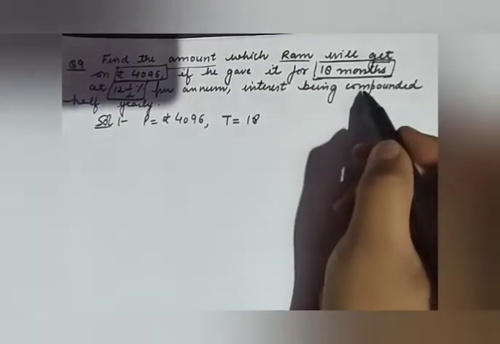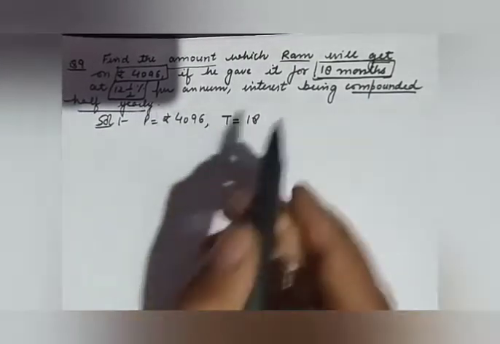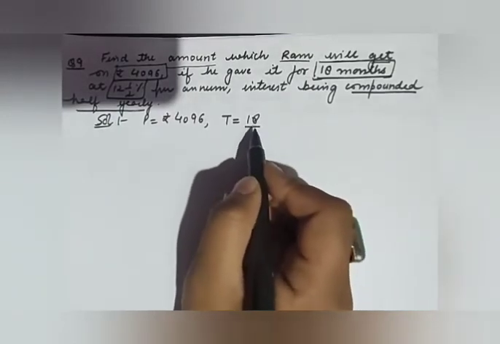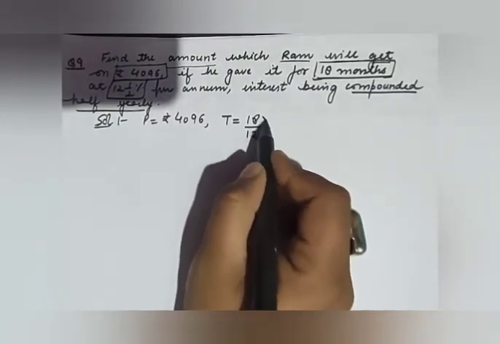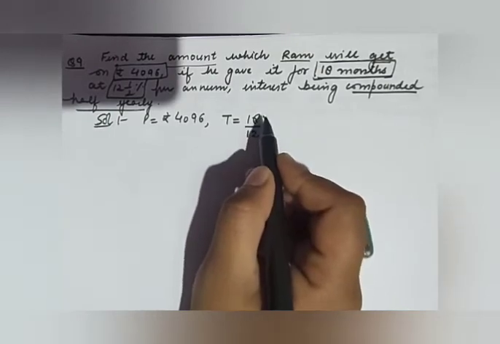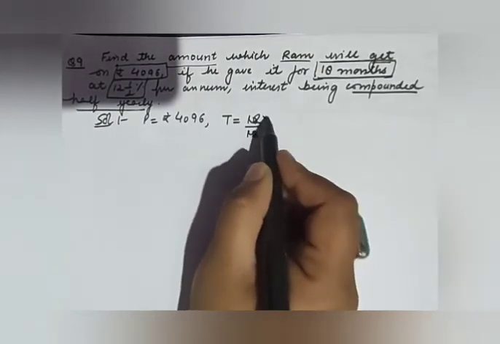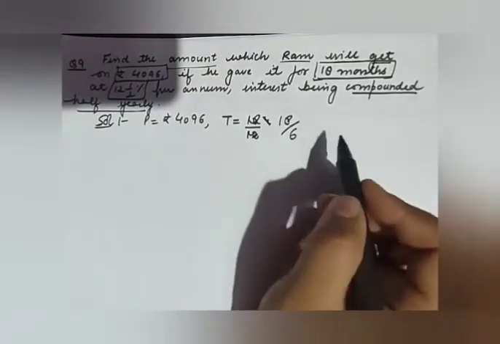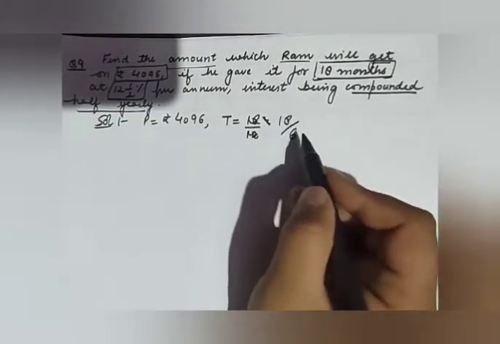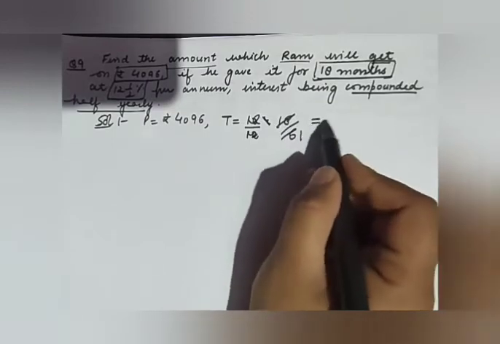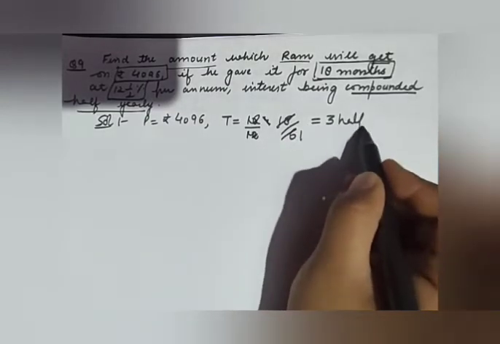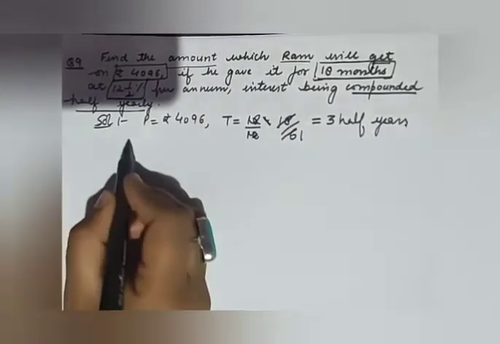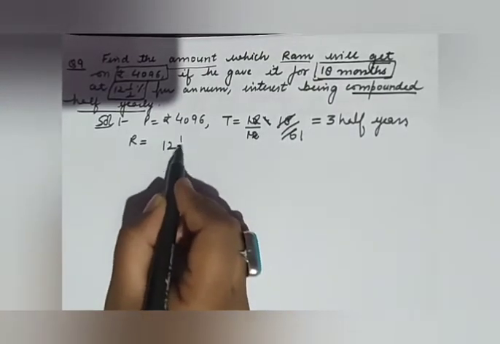And you know that here we have to compound our interest half yearly, so definitely I will divide it with 6, not 12. Why will I divide it with 6? The reason is this, because you know that in a half year there are 6 months, so that's why I am dividing it with 6. So it will be my 3 half years answer. Okay, so my time is 3 half years, and rate you already know, that is 12 1 by 2%.